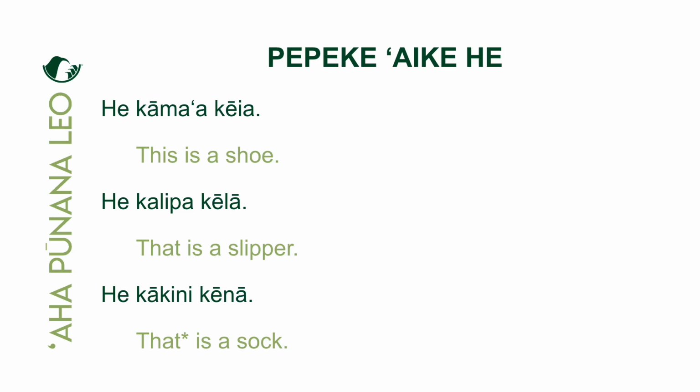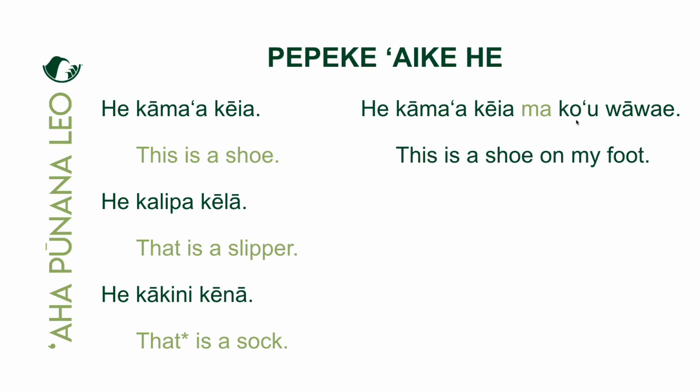Now we can take that and use the ʻami kaʻimemea sequence to make it a little bit more informative. Okay, so he kama'a keia ma ko'u wāwae. Right? So we already got he kama'a keia. It's right here. He kama'a keia. This is a shoe. Okay, ma ko'u wāwae. On whose wāwae? Ma ko'u wāwae. My wāwae. This is a shoe on my foot. Yeah, this is a shoe on my foot.